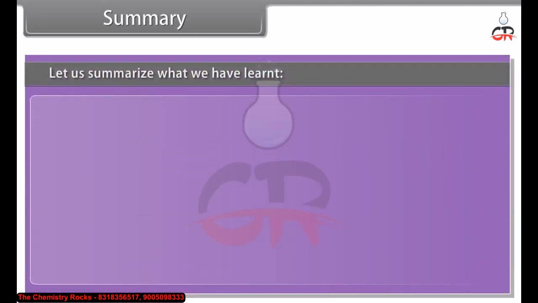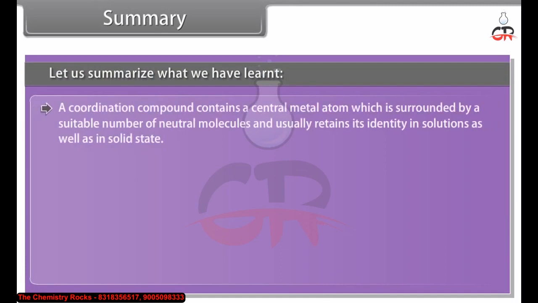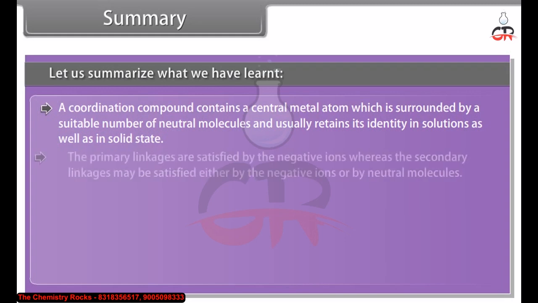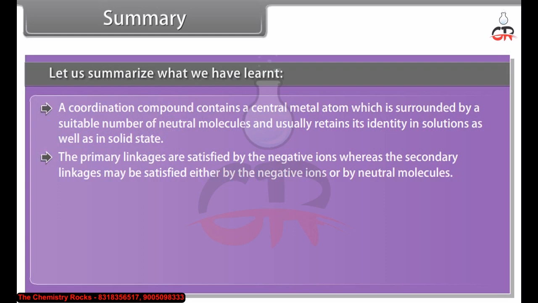Let us summarize what we have learned. A coordination compound contains a central metal atom which is surrounded by a suitable number of neutral molecules and usually retains its identity in solutions as well as in solid state. The primary linkages are satisfied by the negative ions, whereas the secondary linkages may be satisfied either by the negative ions or by neutral molecules.